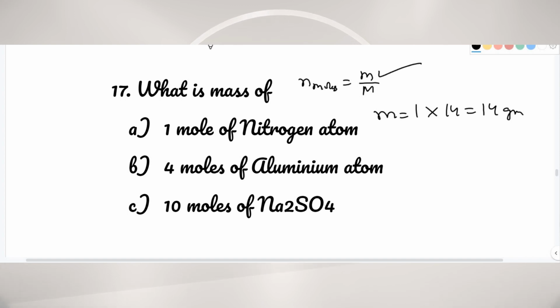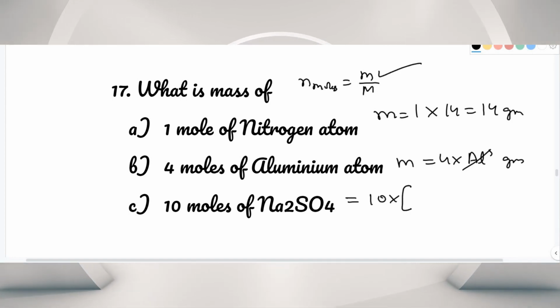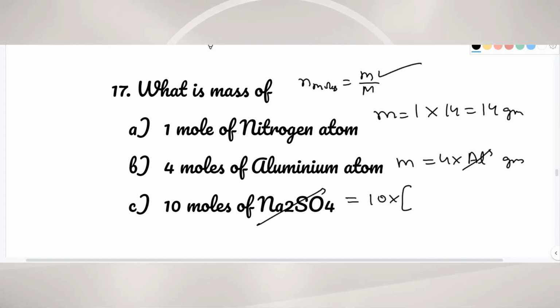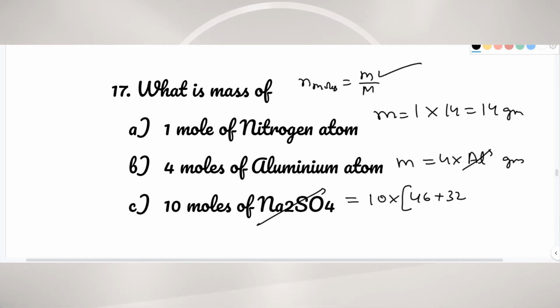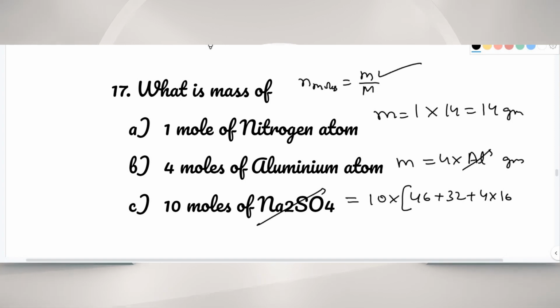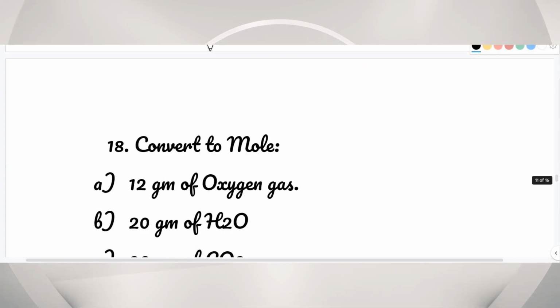Okay. Mass of aluminium is 4 times aluminium mass. I don't remember right now the aluminium mass, but whatever it is, just look into the periodic table and that is the grams. And this one is 10 times. Let's calculate molar mass. 2 times sodium, 46, plus sulfur, 32, plus 4 times 16. Just calculate this. Your answer comes in terms of grams. Okay. Moving ahead for 18th question.